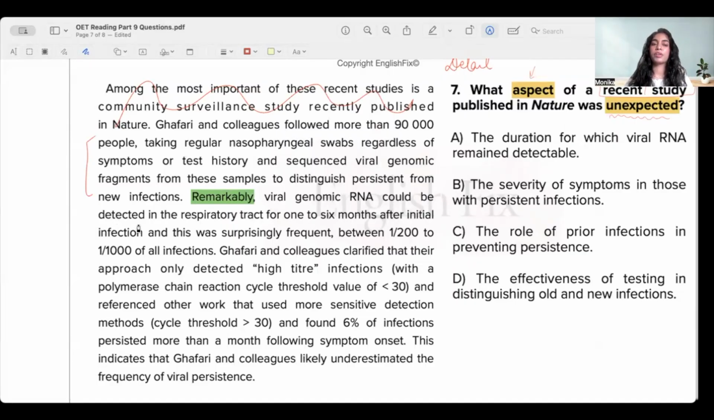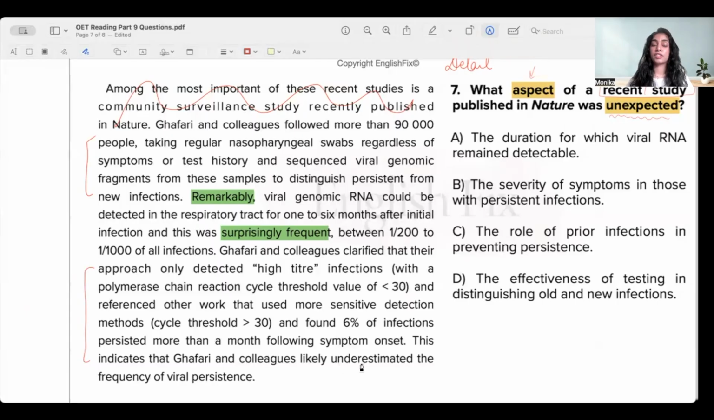Viral genomic RNA could be detected in the respiratory tract for 1 to 6 months after initial infection, and this was surprisingly frequent. So what? I think they have made it too easy for me by saying it was surprisingly frequent. So they did not expect it to be frequent, but it turned out to be frequent, happening again and again. So that means this is what they found surprising. These clarified that their approach only detected higher titer infections, that used more sensitive detection. So this again does not contain anything which is unexpected, nothing. So I would not consider this area.